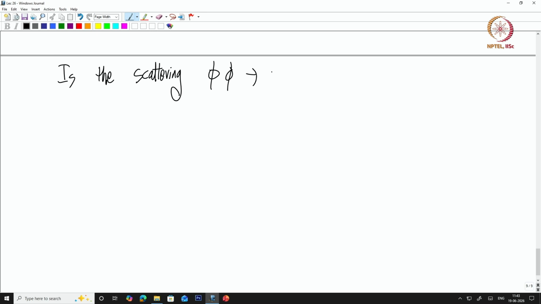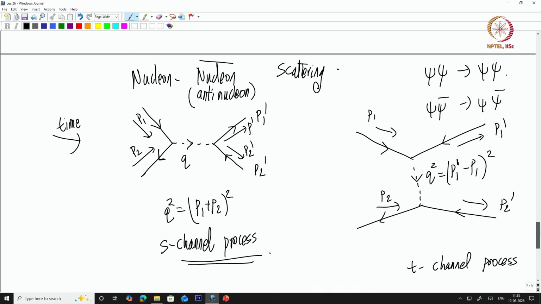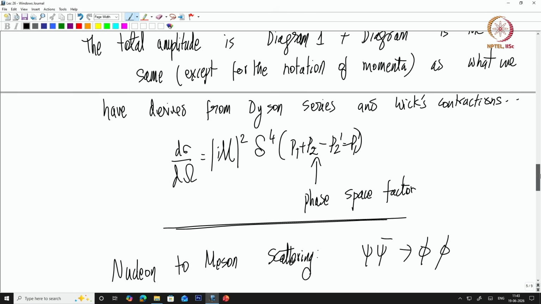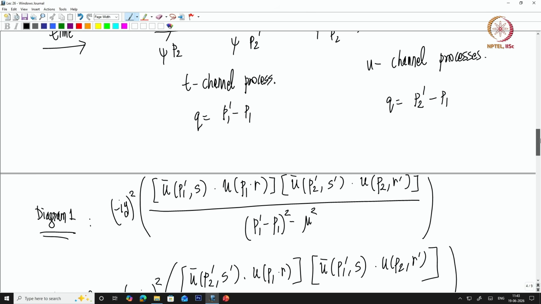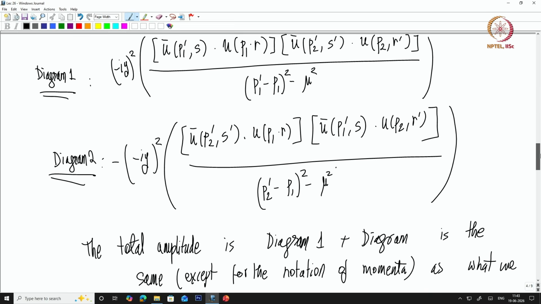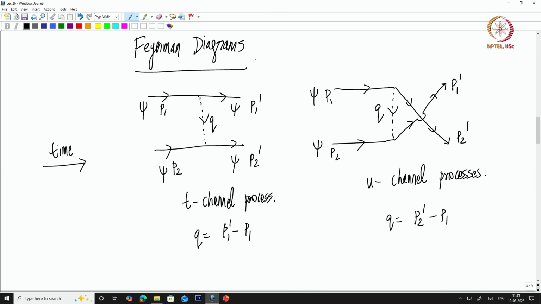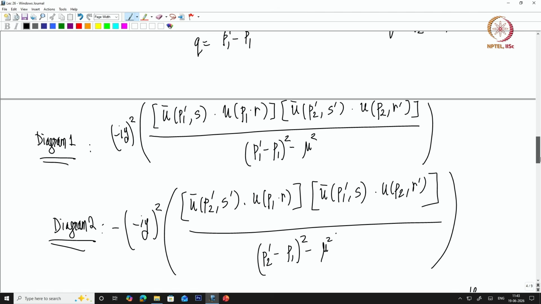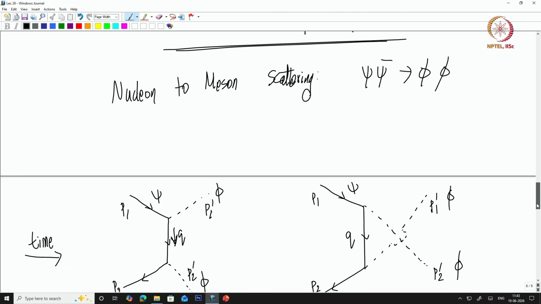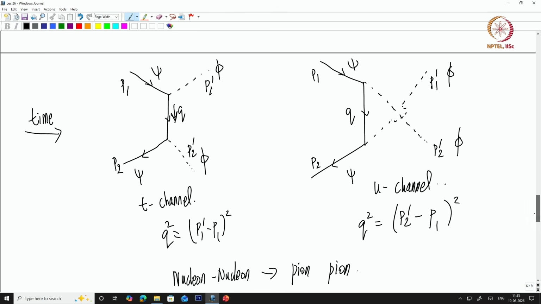Phi phi to phi phi possible. So far we have seen phi acting dominantly like a mediator. Phi is acting like a mediator of force, essentially the mediator of the Yukawa force. It has a mass mu, like a mediator of the Yukawa force most of the time. Of course, you can think of one process in which you have the phi's also coming out.